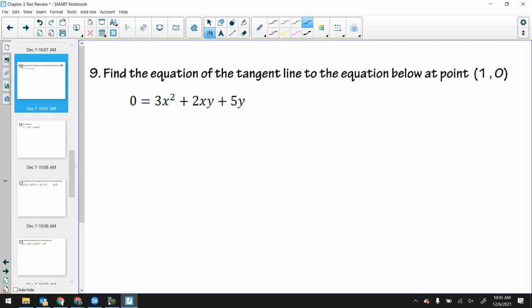Find the equation of the tangent line to the equation below at point 1, 0. All right, we got 1, 0, and we got that equation there. Oh, y's in there. Yeah. Let's go. What does that imply? I have to do what type of differentiation? Implicit differentiation. Here's what I mean by that. So I'm going to find this basically.